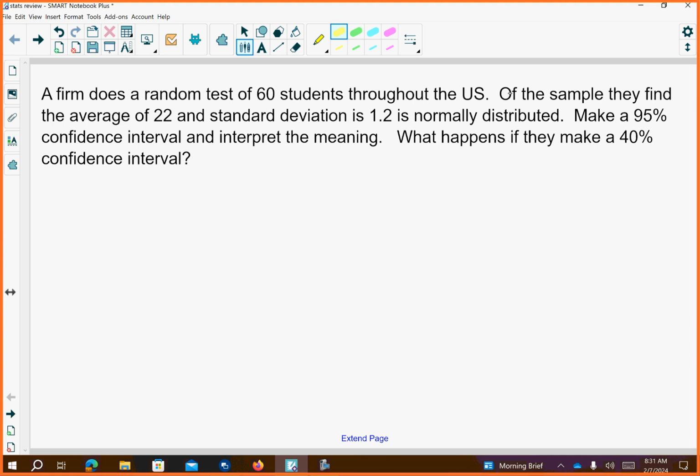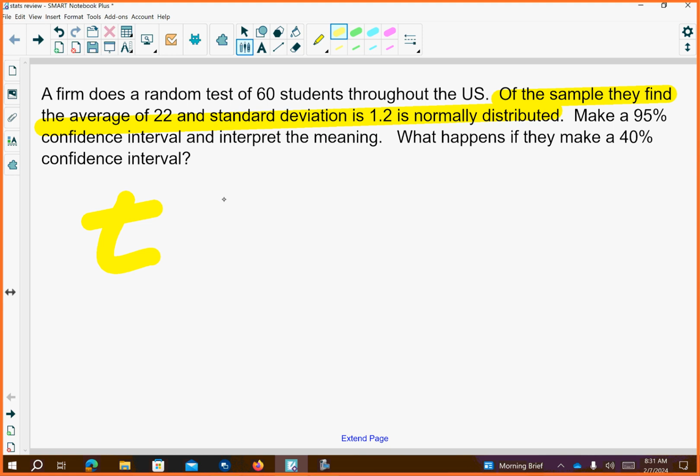It says of the sample, they find an average of 22 and a standard deviation of 1.2. It does say it's normally distributed, but they are getting the standard deviation from the sample. We didn't know the overall. So this, my friends, has to be a t-distribution. Does that make sense?